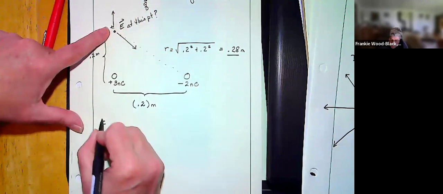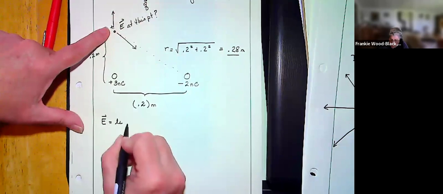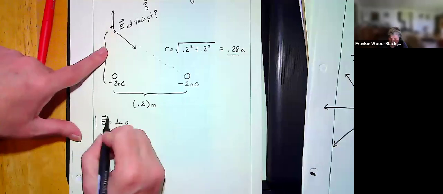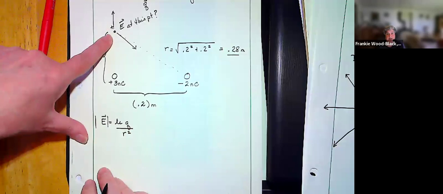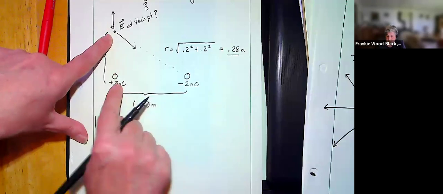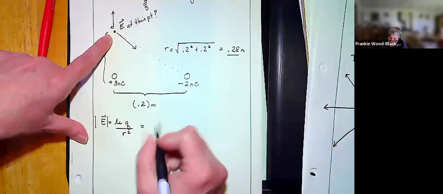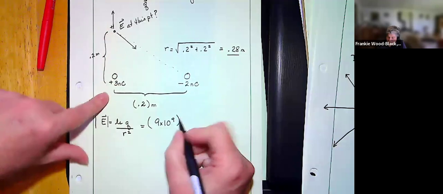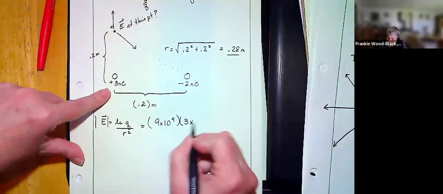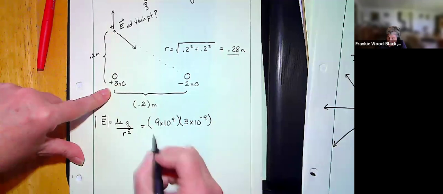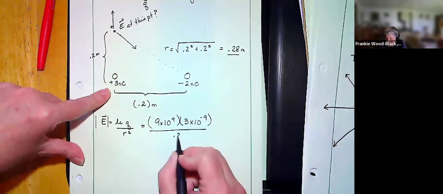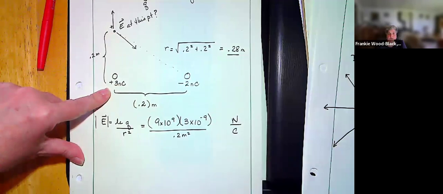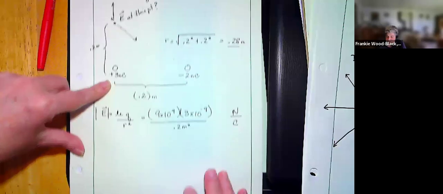So my electric field is equal to kQ divided by R squared. This is the magnitude of that. I've got to play with these directions because I've got to work with my positives and negatives. And we know that k is 9 times 10 to the 9th. My Q here is 3 times 10 to the minus 9. And my R was 0.2 meters, squared. And this is going to give me units of newtons per coulomb.